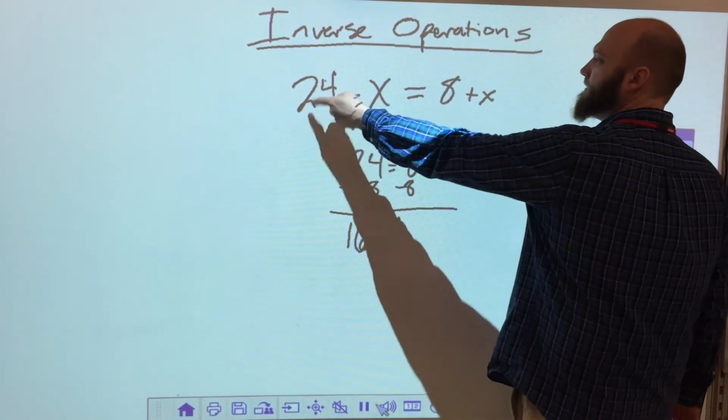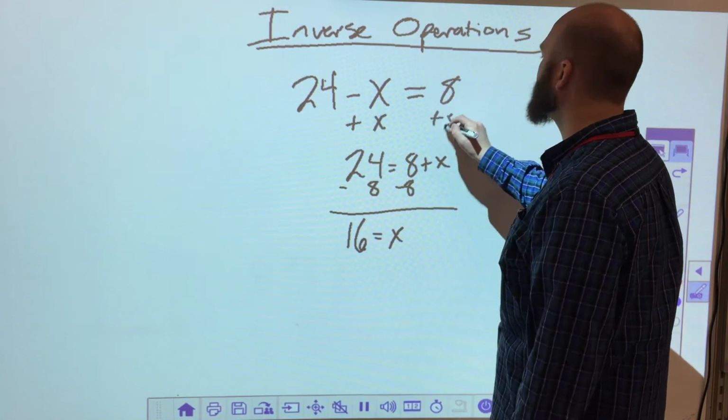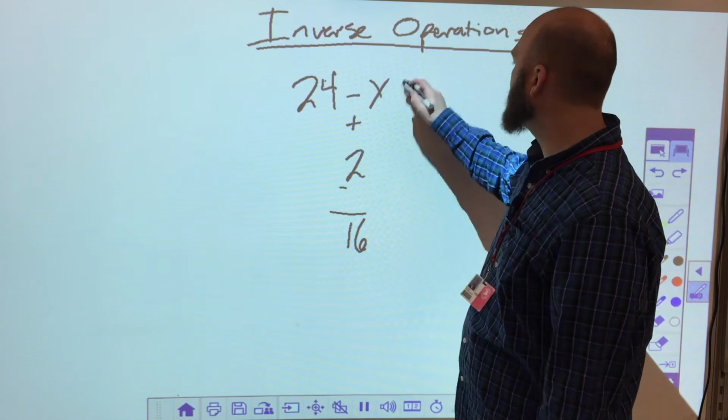So come back up here. 24 minus 16 is 8. That does work. I'm going to put my plus x here so that's not as confusing, right? I'll try one more, and then I'll show you what this looks like in our book.